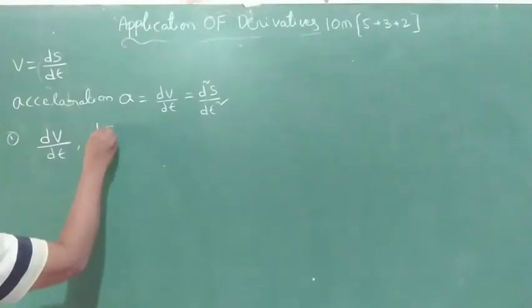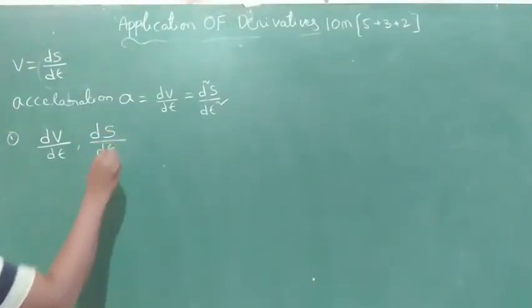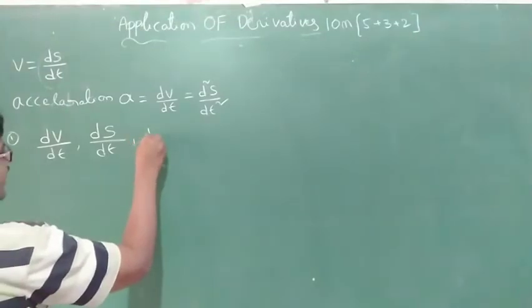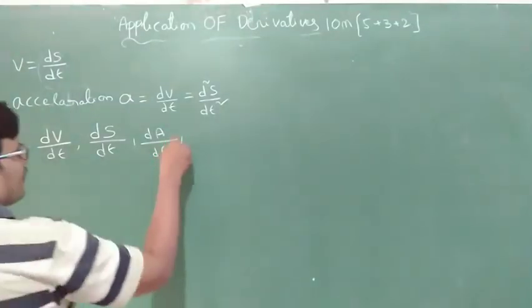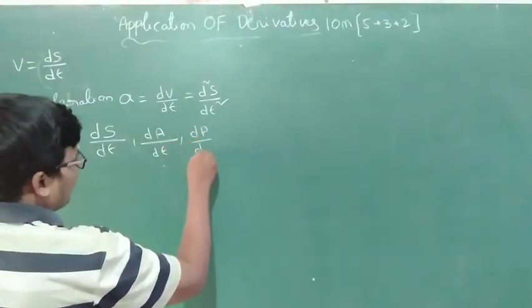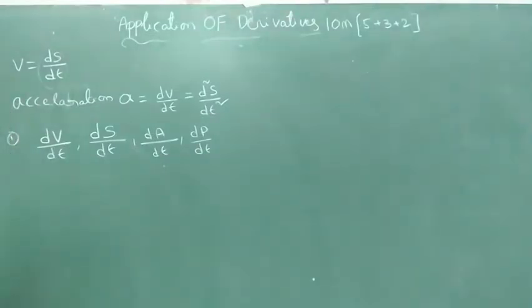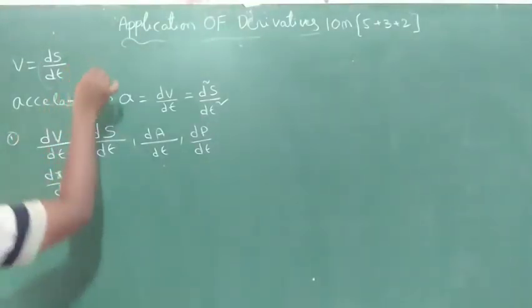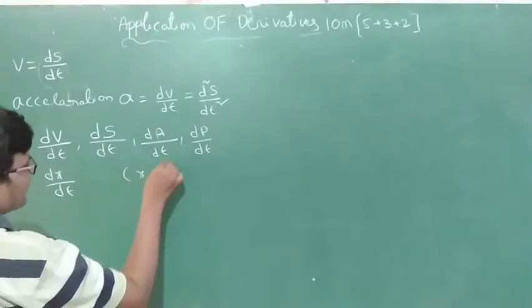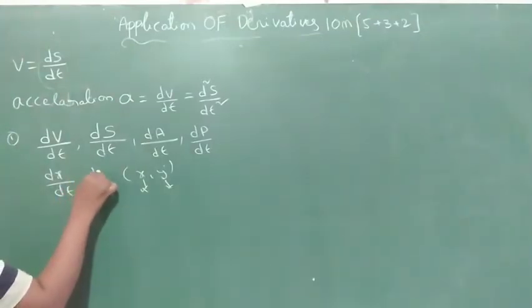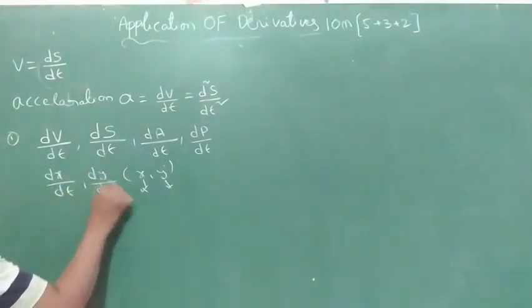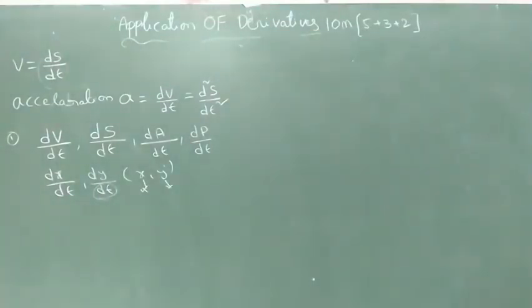The rate of change in surface area is denoted by dS by dt. The rate of change in area is nothing but dA by dt. The rate of change in perimeter is dP by dt. The rate of change in x coordinate is dx by dt, in the point (x, y), where x is called the x coordinate and y is called the y coordinate. The rate of change in y coordinate is dy by dt.